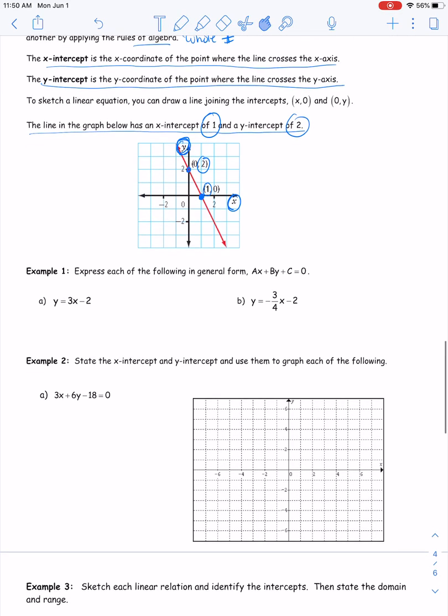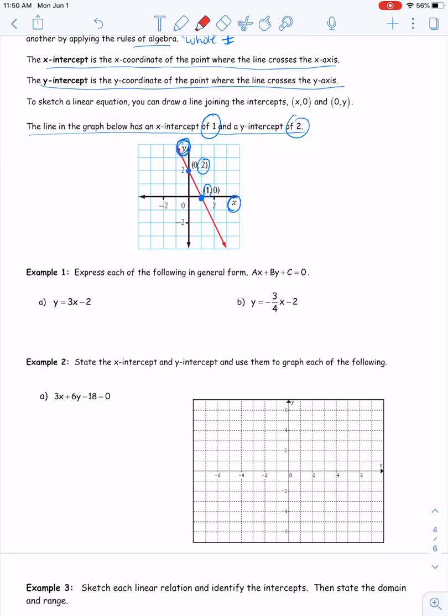So express each of the following in general form. So remember, general form, when it says integer, it just means no fractions. Okay, that's what it wants. No fractions and a positive a value. Okay, so let's do that.